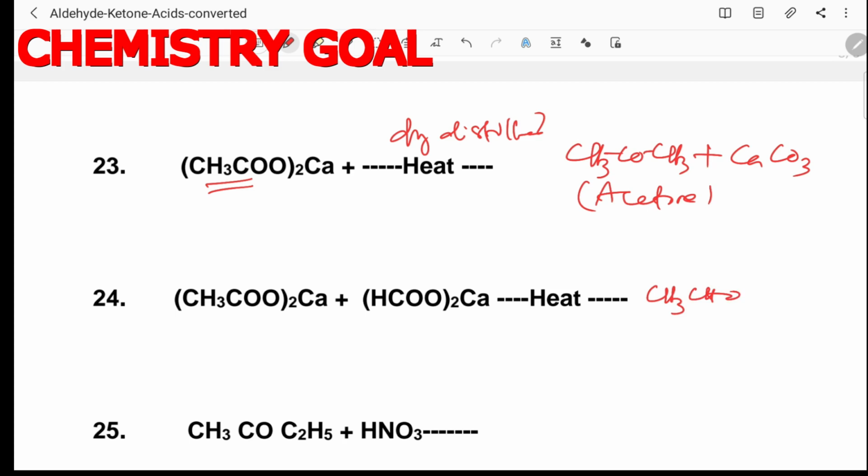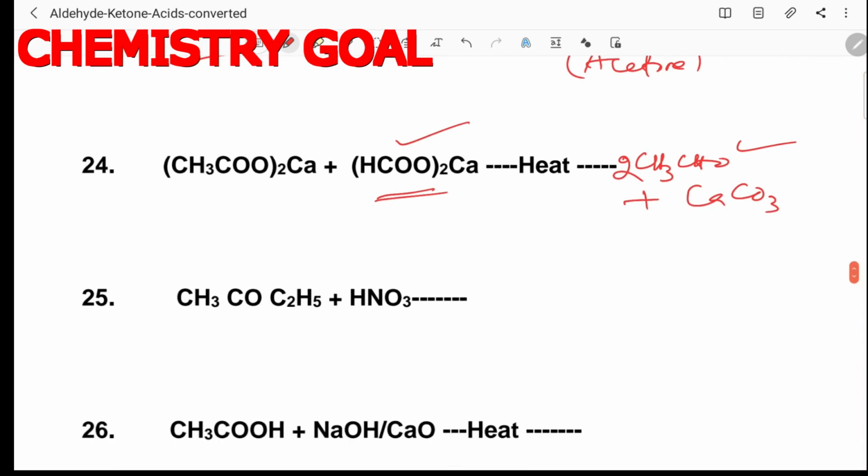CH3CHO will be formed. So two molecules of CH3CHO are formed, along with calcium carbonate. So this is a very important difference. Only the calcium salt of an acid, when heated, produces a ketone. But when the calcium salt of an acid is heated with calcium formate, the result is an aldehyde. So this is very important.